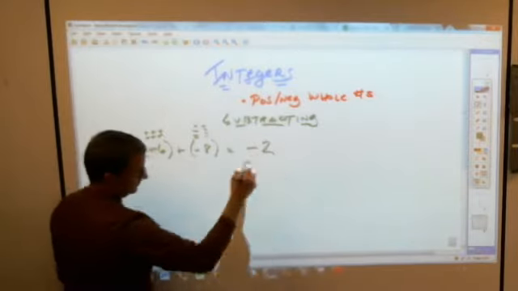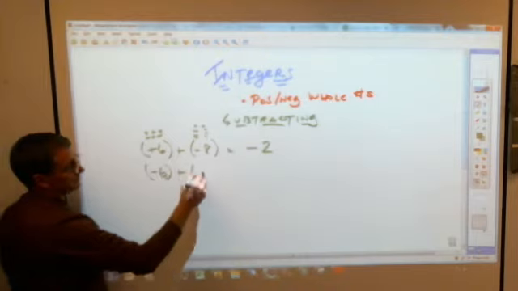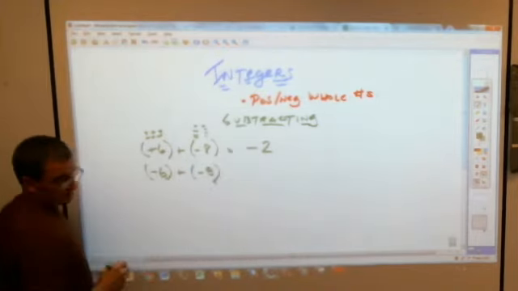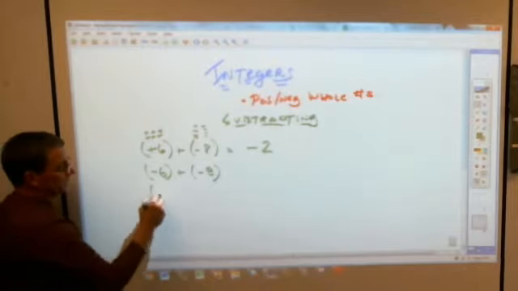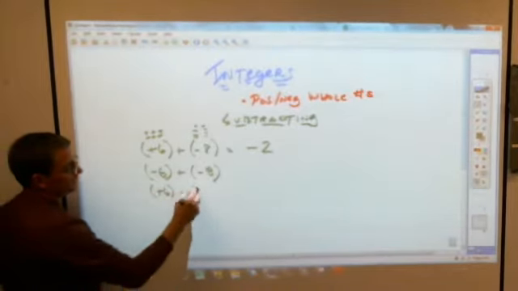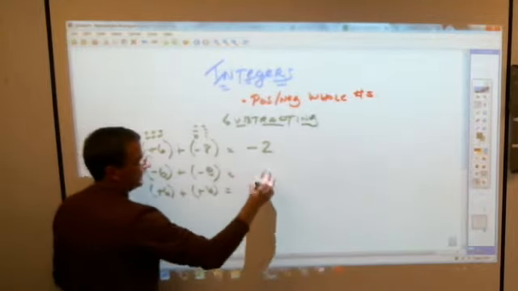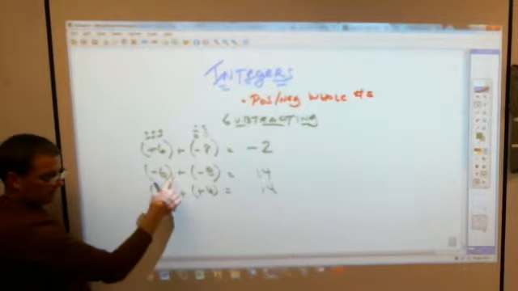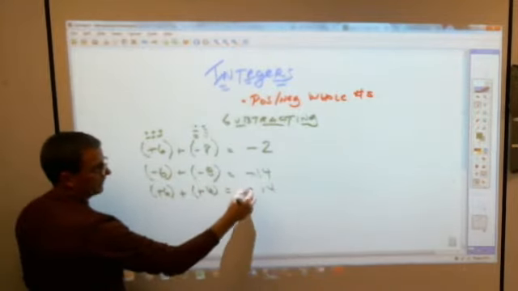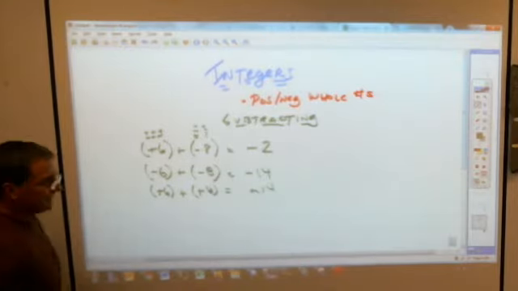Negative 2. If they both have the same sign, what happens? Whether it's negative 6 plus a negative 8 or a positive 6 plus a positive 8, in both cases you add them together and get 14. The only difference is you take the sign that they both have. So that ends up being negative 14, and that ends up being positive 14.